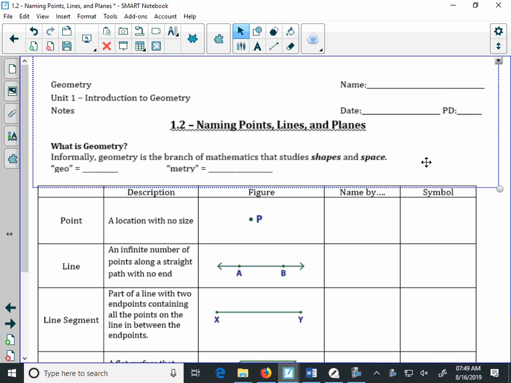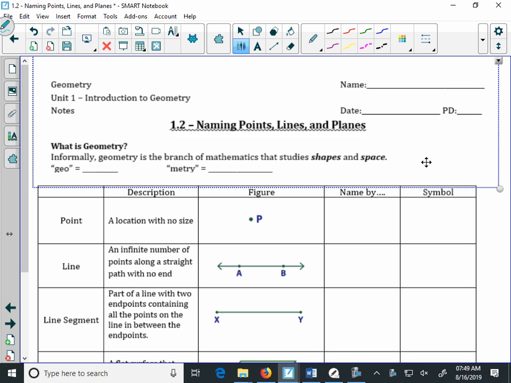So we take a look. What we're going to talk about today is just naming points, lines, and planes. We're going to talk about what a point, a line, and a plane is in terms of geometry and how we can name them. Okay? Informally, geometry is the branch of mathematics that studies shapes and space.